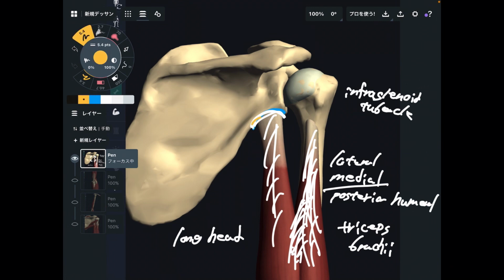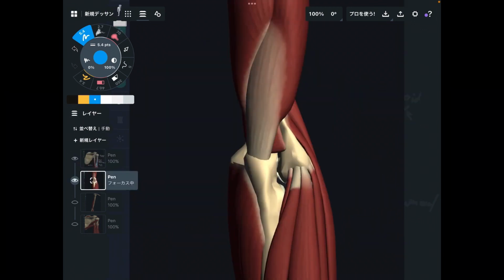Again, the long head attaches to the scapula, the infraglenoid tubercle. The other two heads attach to the humerus. That is why there is an obvious difference between the three parts. The long head can move the shoulder joint, and the other two parts only move the elbow joint. I will talk about its function later. But before I jump into function, let me explain its insertion.